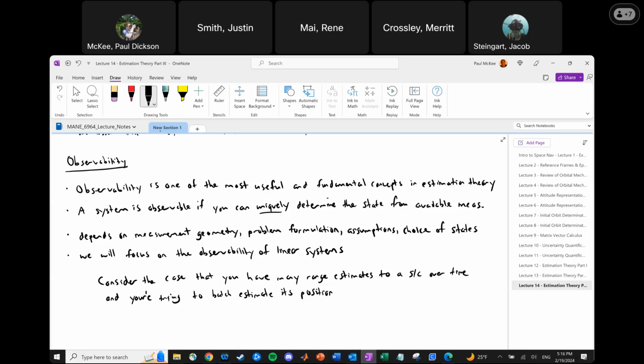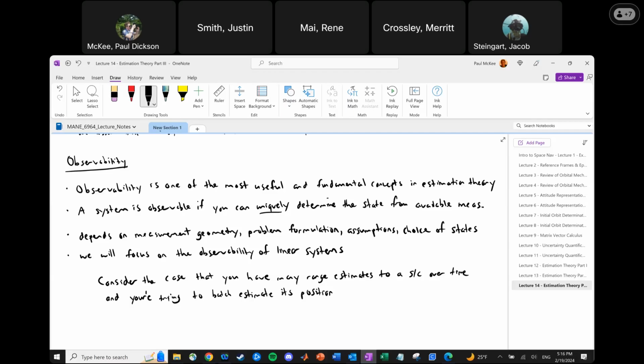So we can think in terms of degrees of freedom, and so the spacecraft position has 3 degrees of freedom, and maybe its velocity has another 3 degrees of freedom. So maybe we have 6 states that we're trying to estimate. And let's say that I have 6 range measurements over time.